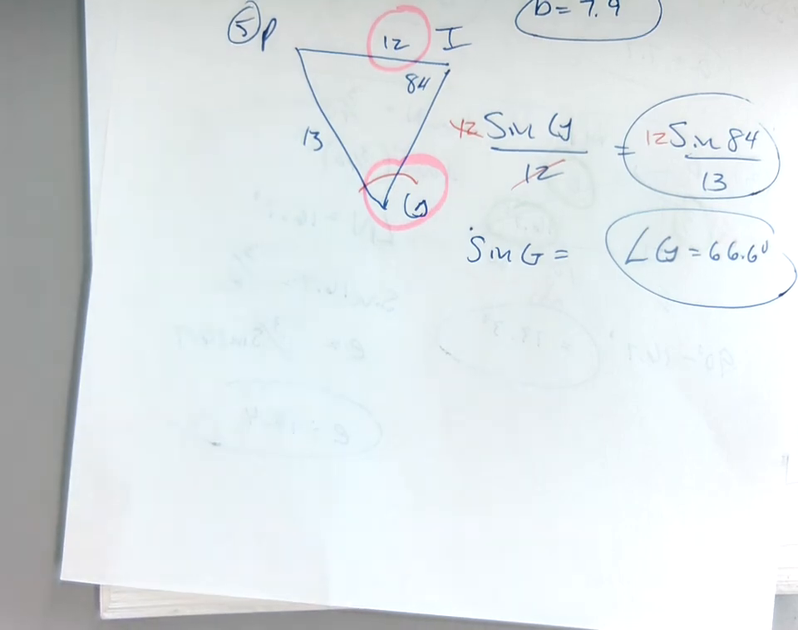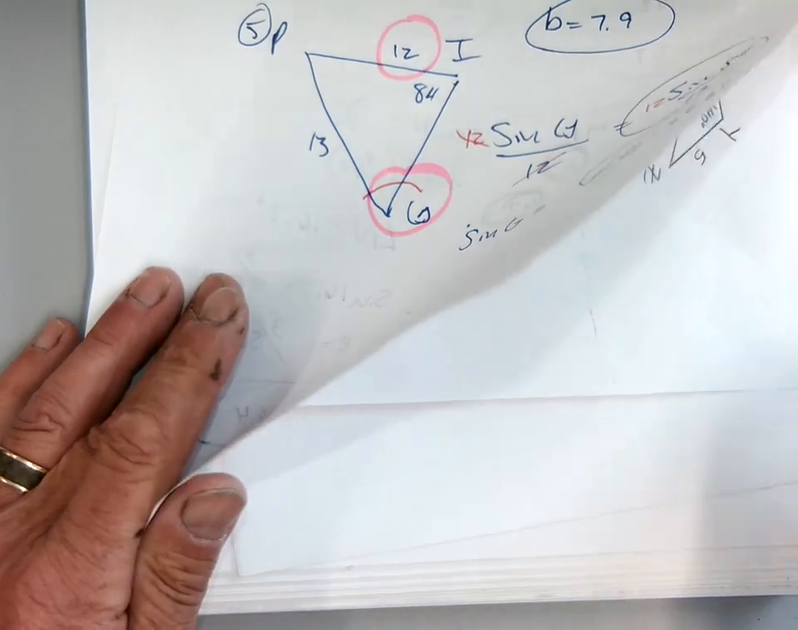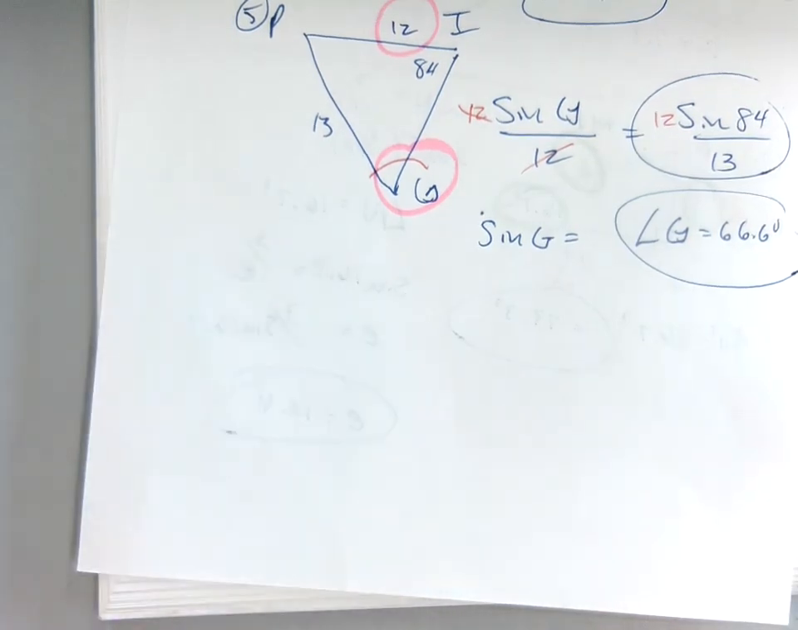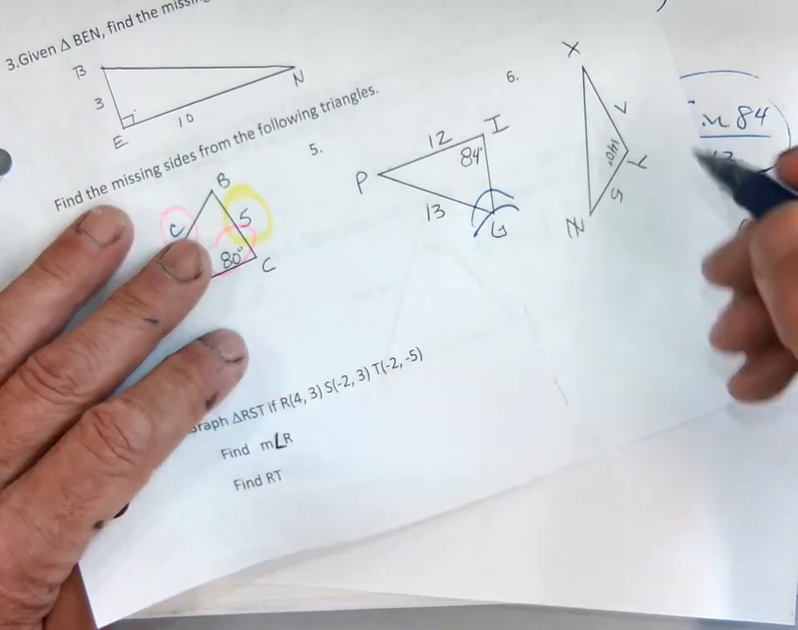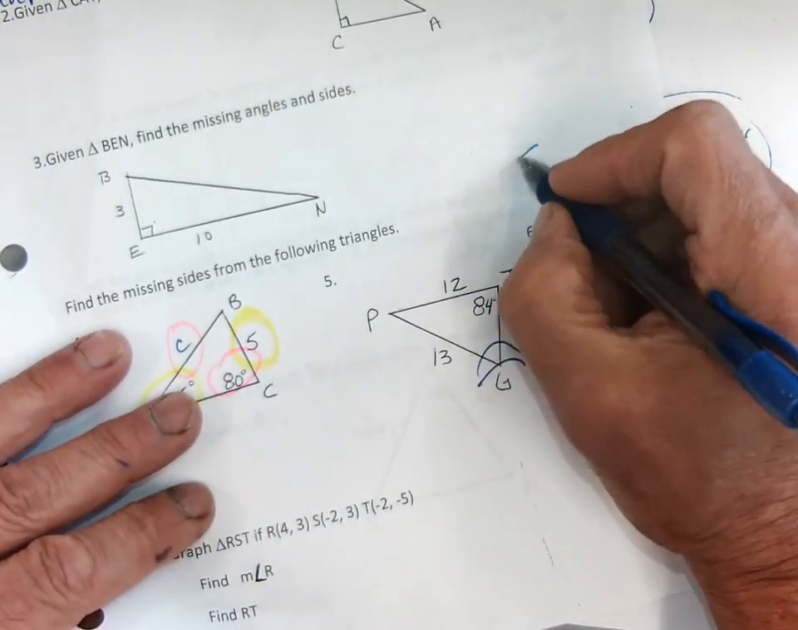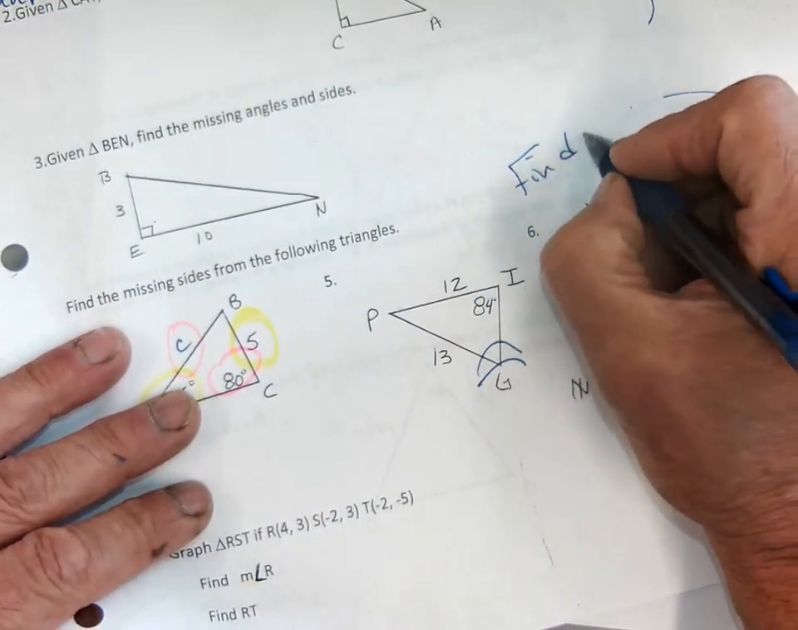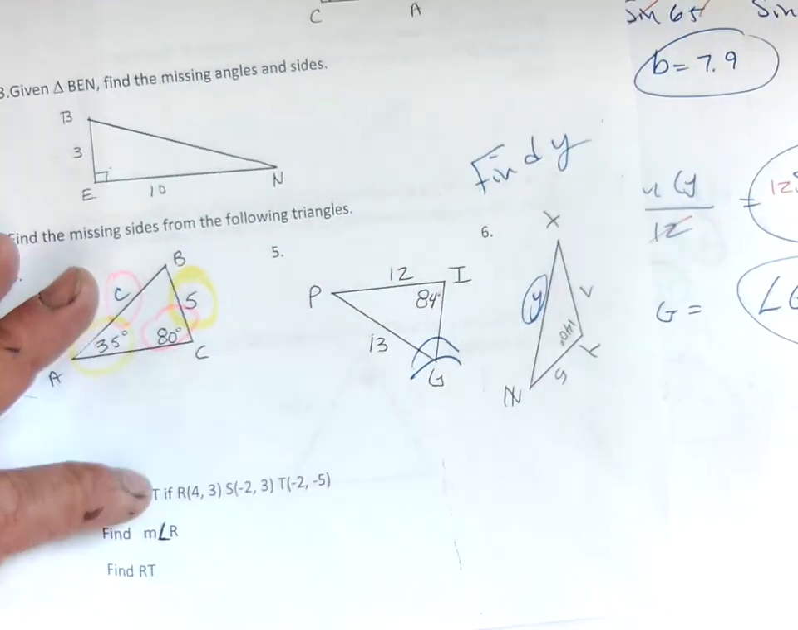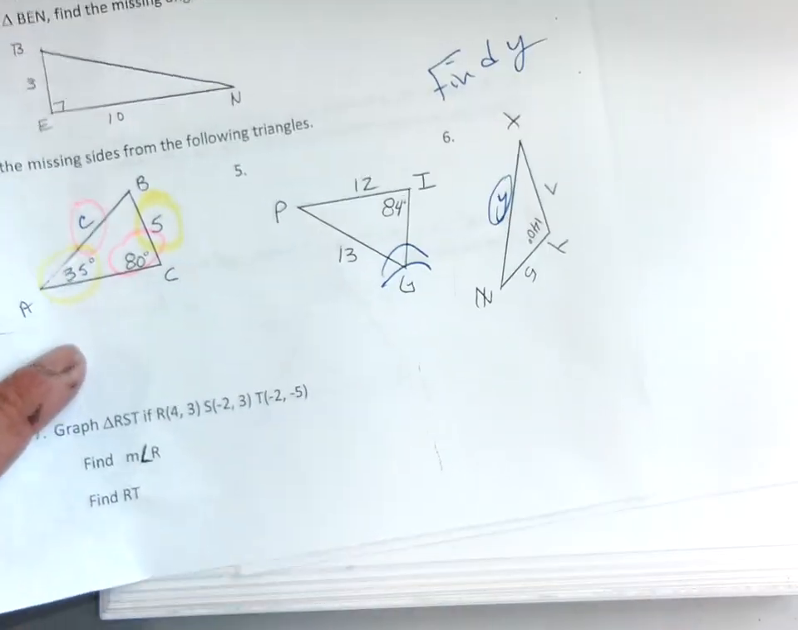Okay. Same thing on 6. Let's not solve all of it. Let's just find side y. Okay, let's just find y. We don't need to do all of it. I'm not going to ask you to do all of it on the test. All right, so side y.